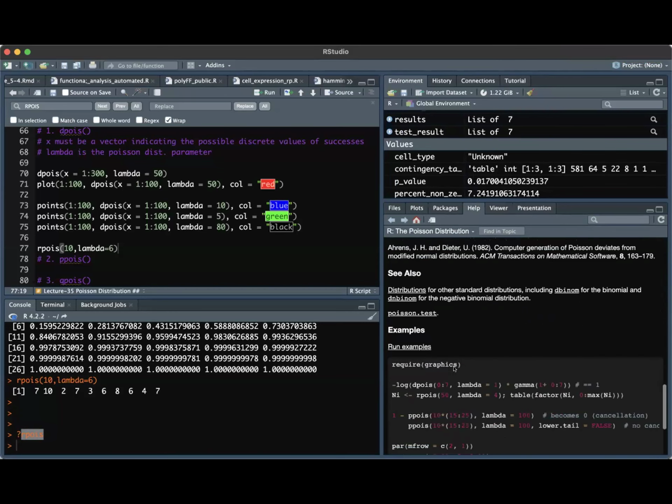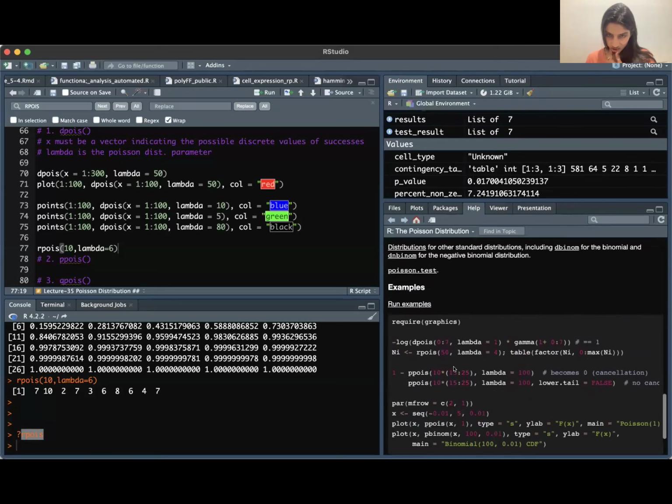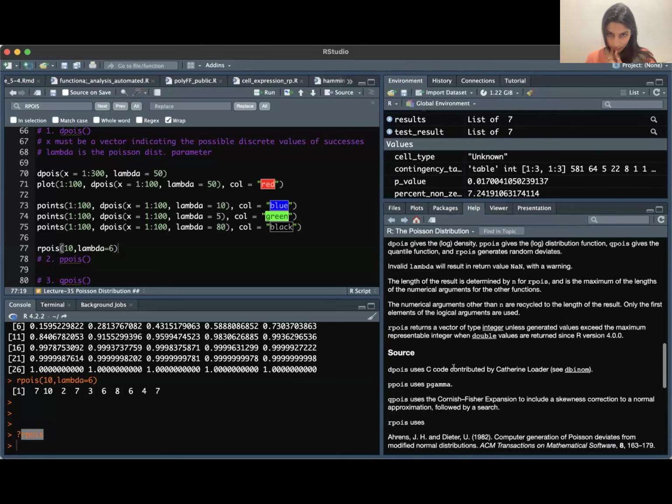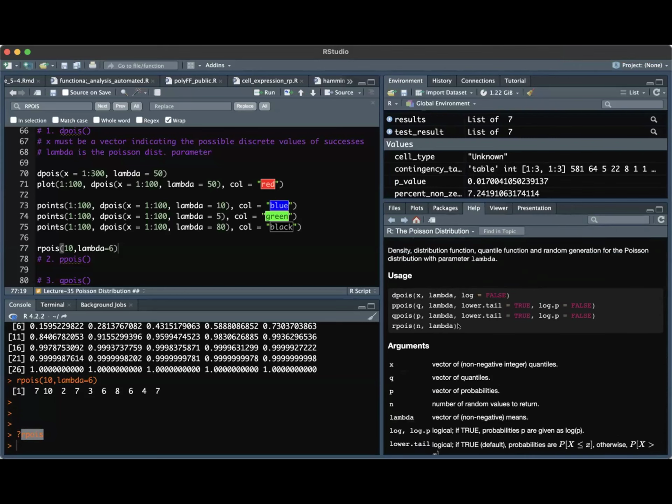Is it integer values only, or are float values there? I think it gives you only integers, because they've not specified anything else here. I think it just gives integers.